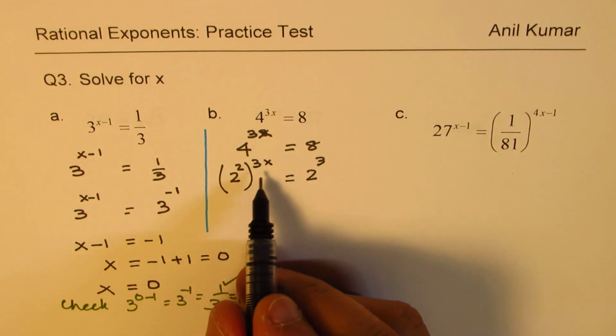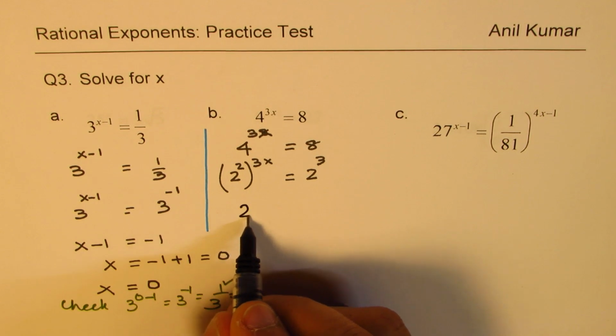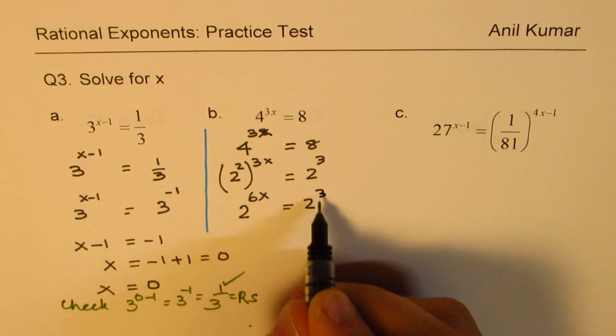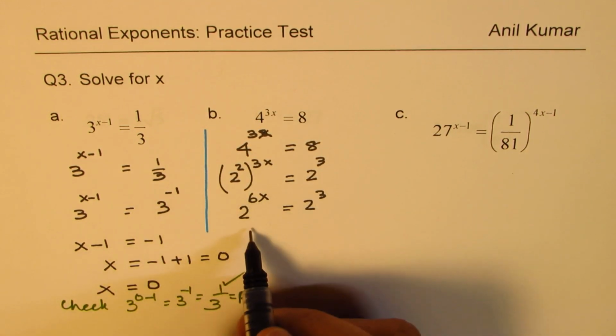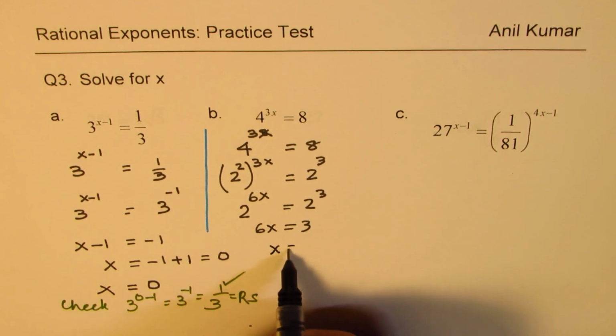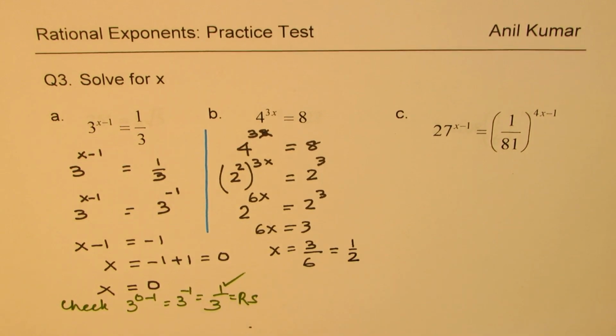Now we are going to apply the rules. Power rule, it gets multiplied. So we get 2 to the power of 6x equals 2 to the power of 3. Since the bases are same, we'll equate 6x and 3, the exponents. And x will now be 3 over 6, which is equal to half, correct? So that gives you the solution.